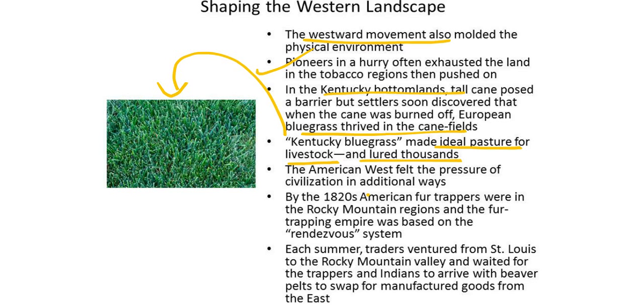The American West felt the pressure of civilization in other ways as well. By the 1820s, American fur trappers were in the Rocky Mountain regions, and the fur trapping empire was based on the rendezvous system. Each summer, traders ventured from St. Louis, Missouri, to the Rocky Mountain valley and waited for the trappers and Indians to arrive with beaver pelts to swap for manufactured goods from the East.